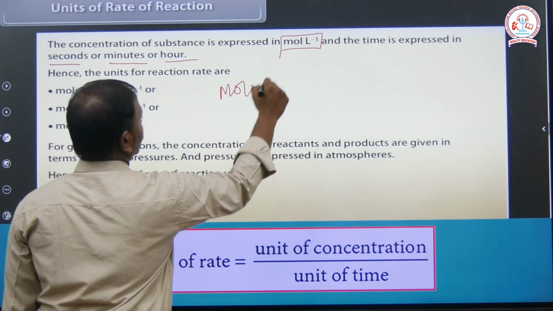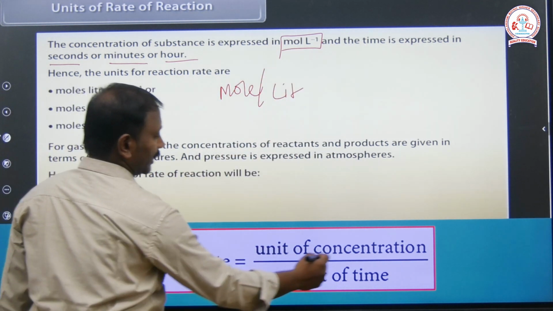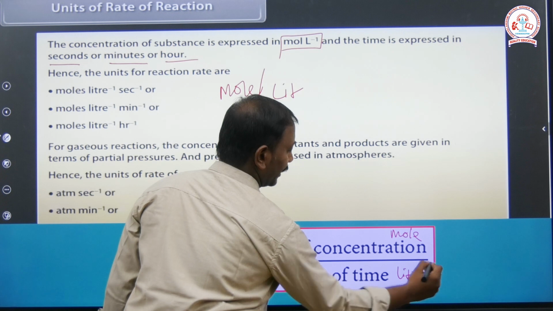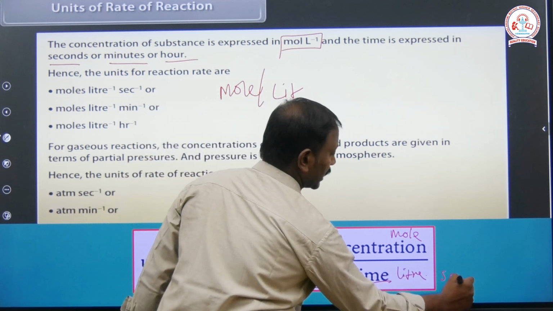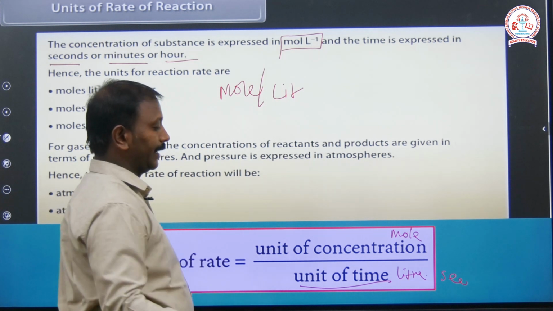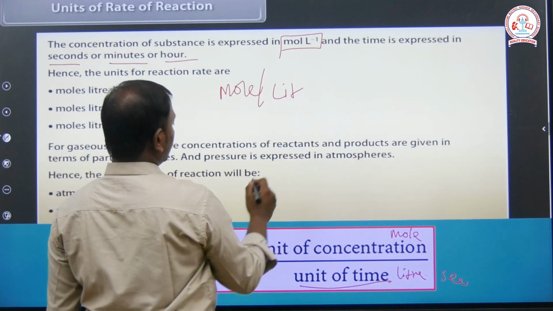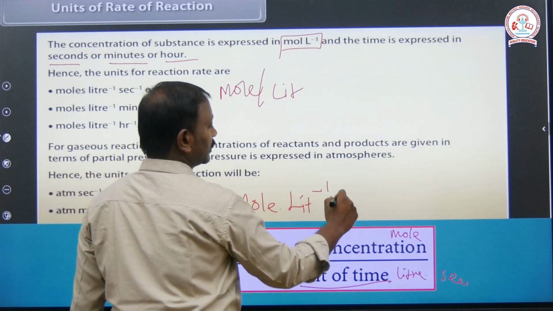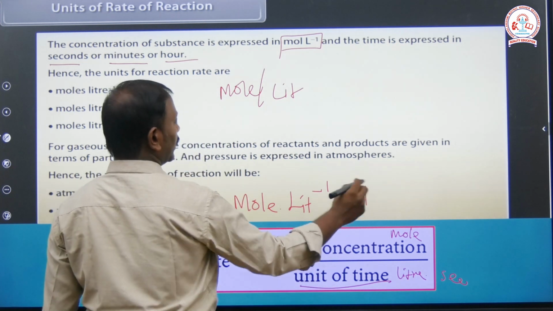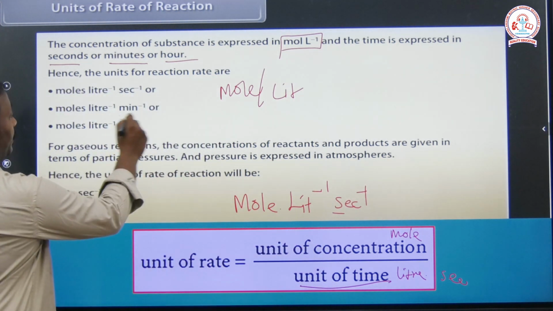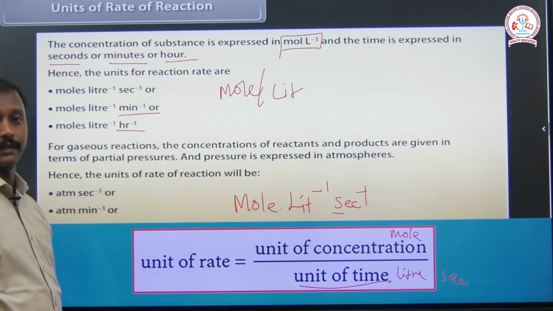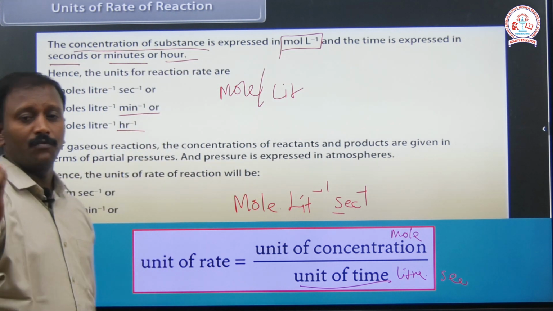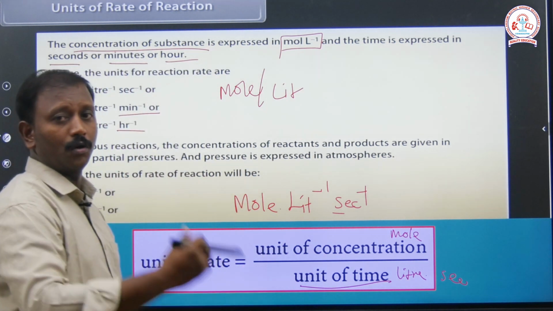In a concentration term, the unit is mole per liter, and the unit of time is second, hour or minute. So the unit of the rate of reaction is mole per liter per second, that is mole liter inverse second inverse. If we are taking minutes, it is minute inverse. If we are taking hours, it is hour inverse. This is for the concentration of a substance, meaning some quantity like 1 mole, 2 moles, or 1 molarity.